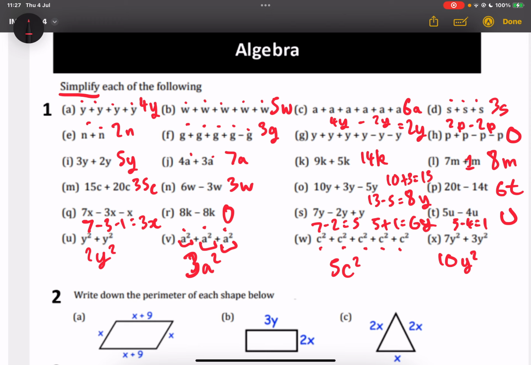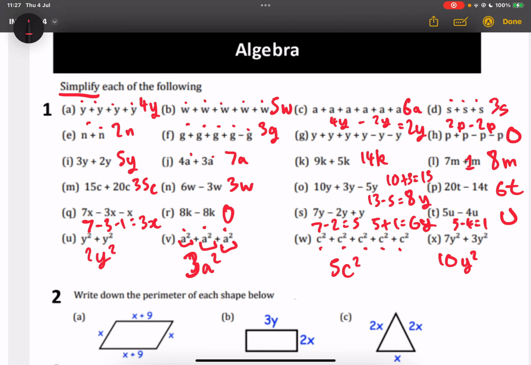H is 100 minus 40 times by 2. So first we're going to be multiplying. So 100 minus, well, 40 times 2 is 80. So H is 20. Next is I. So I, we have 16 divided by 1 minus 3. So that's going to be 60 minus 3, which is 13. J, so 5 plus 5 times 5, we're going to be multiplying first, which is 5 plus 25, which is 30.